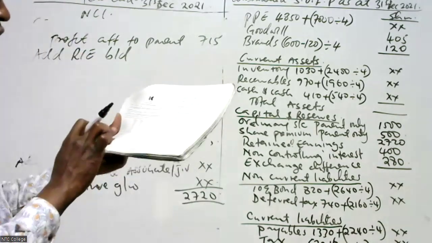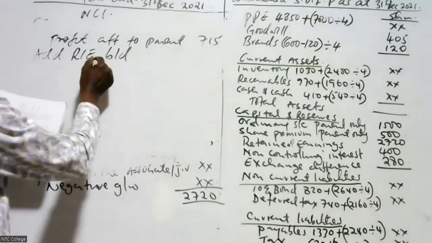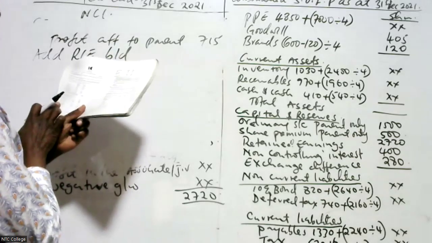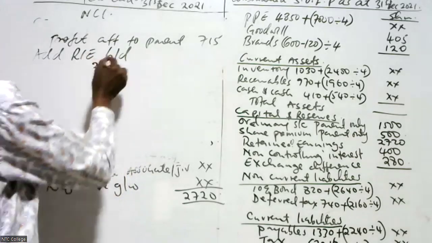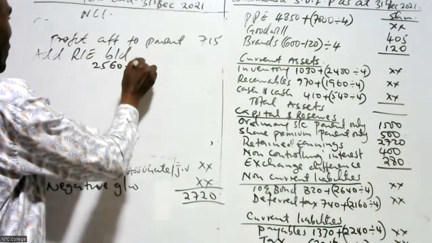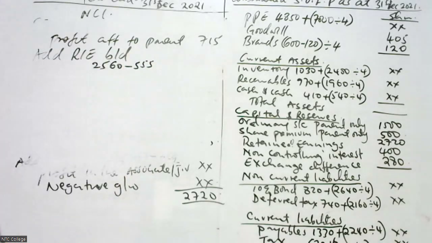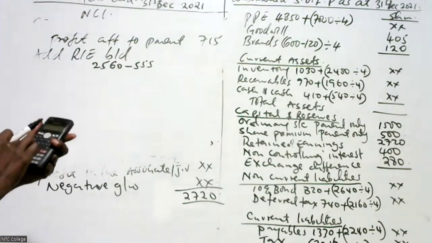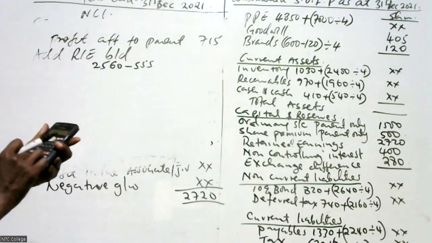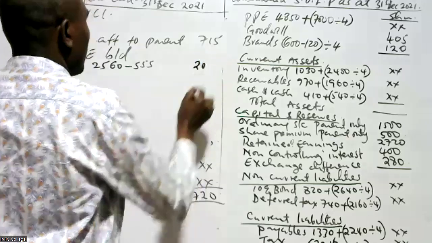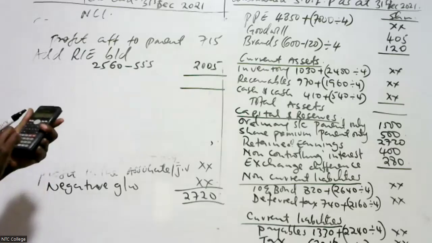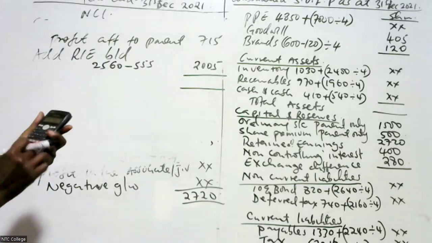I will go to the balance sheet. Of course, in the balance sheet, I have 2560 minus profit for the year, which is 55. I get 20.05. Then I add 715. I get 27.20.